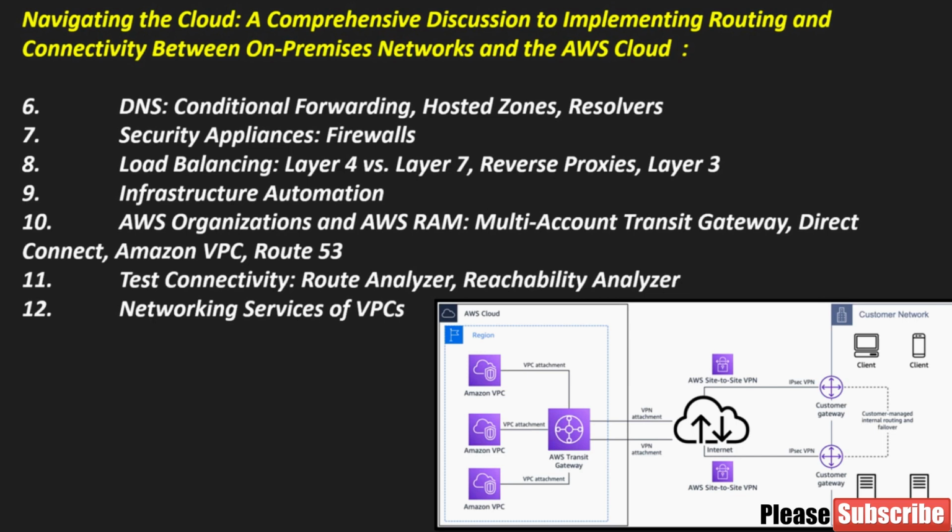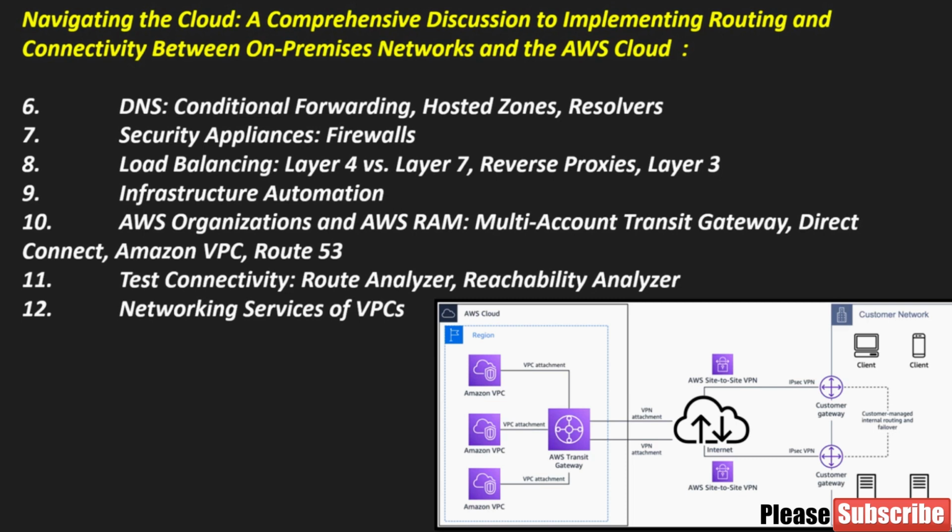The 12th point, that is final, networking services or VPC. So understanding the networking services offered within AWS virtual private clouds like VPC is the final piece of the puzzle. This includes considerations for subnets, security groups and network access control lists like NACLs too.